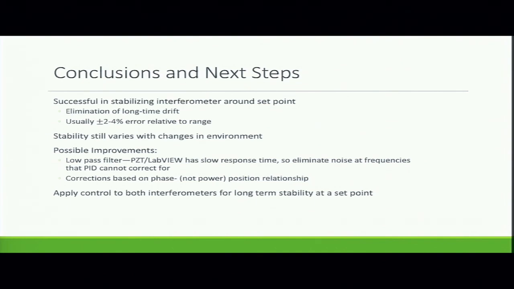So some improvements we're looking to make are to implement a low-pass filter in our system. Our interface is pretty slow. We're only able to run our loop about every 50 milliseconds, so we want to try to eliminate some of that high-frequency noise. We also want to look into phase-based corrections instead of power-based corrections because that is a linear relationship and may correspond better with our linear controller. And we'll apply this control to our system to run our long-term experiments.